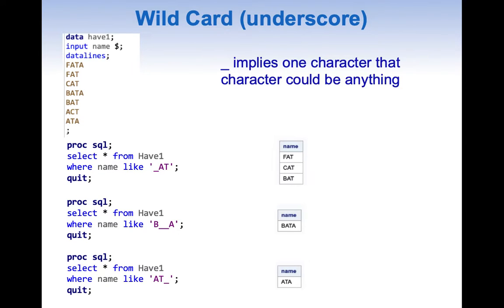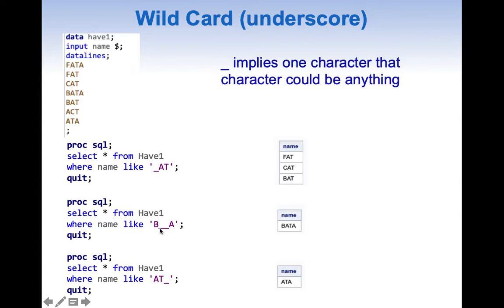In case you want to have records which have AT at the end and only one character in front of AT, all we need to do is put an underscore. This underscore can take any value. It can take F, it can take C, it can take B. So when we do where name like quotes underscore AT, this will give us the values FAT, CAT and BAT. So here you can see underscore was able to take any value. That is the significance of wildcard.